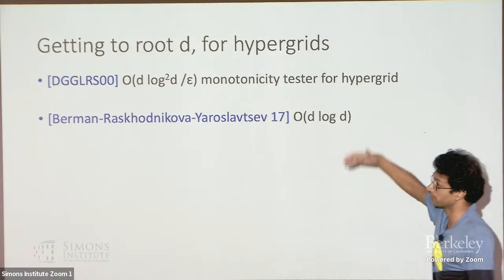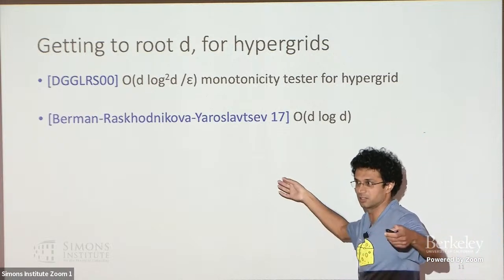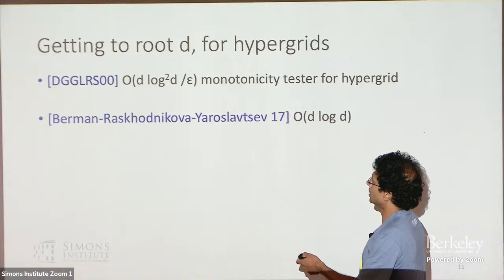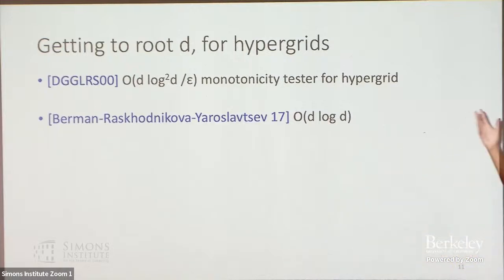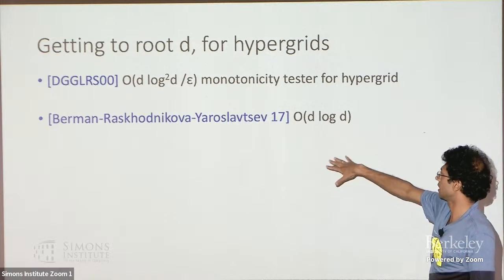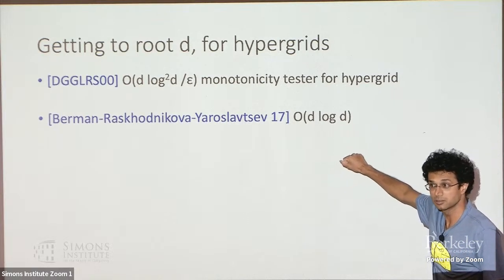So again, going back to what happens for hypergrids, where n is arbitrary: Dodis, Goldreich, Lehman, Raskhodnikova, Ron, and Samorodnitsky give a d log squared monotonicity tester. Berman, Raskhodnikova, and Yaroslavtsev shaved off a log factor.